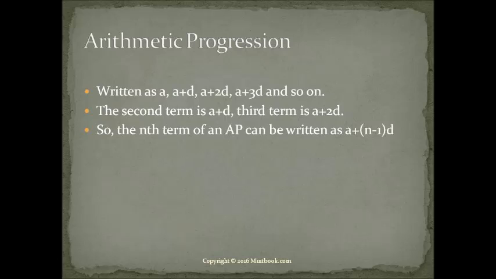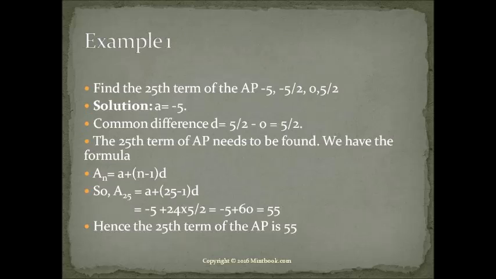Now this relationship between the successive terms of an AP and the formula for finding out the nth term of an AP can be used in different types of questions. Let us see an example. This is example number 1 in the chapter Arithmetic Progression. Find the 25th term of the AP minus 5 by 2, 0, 5 by 2.